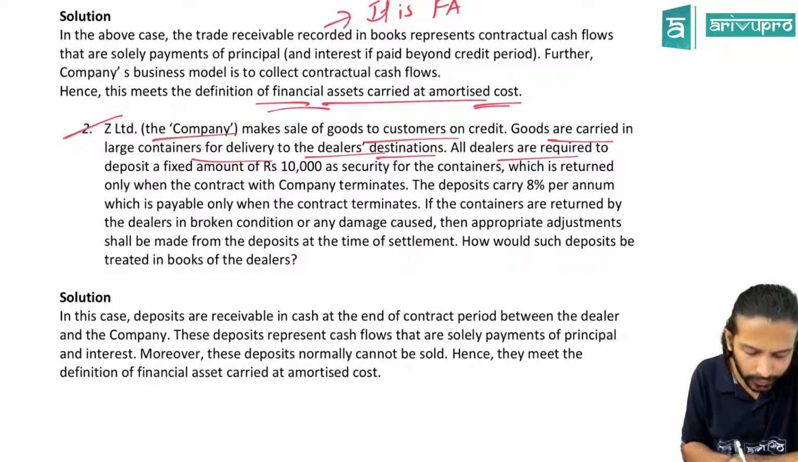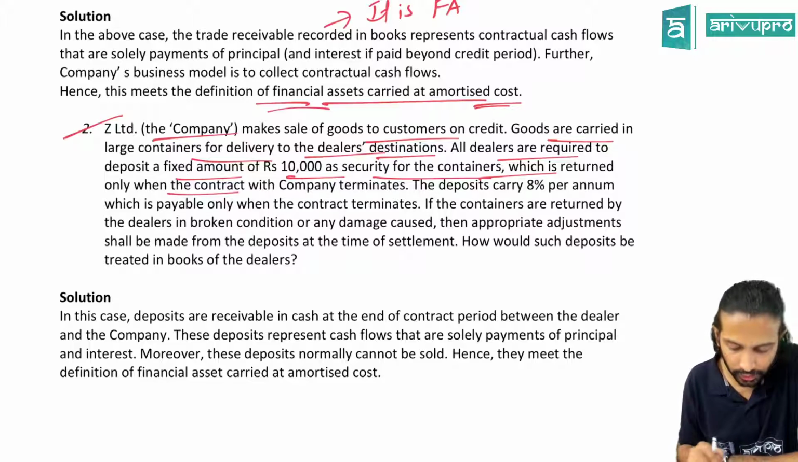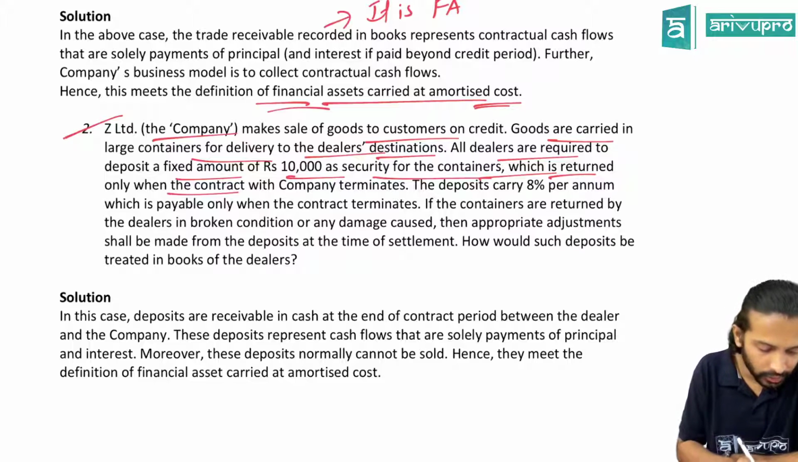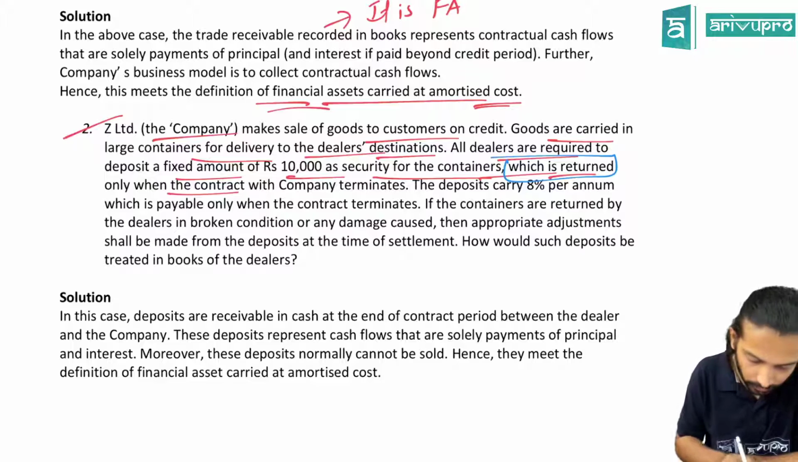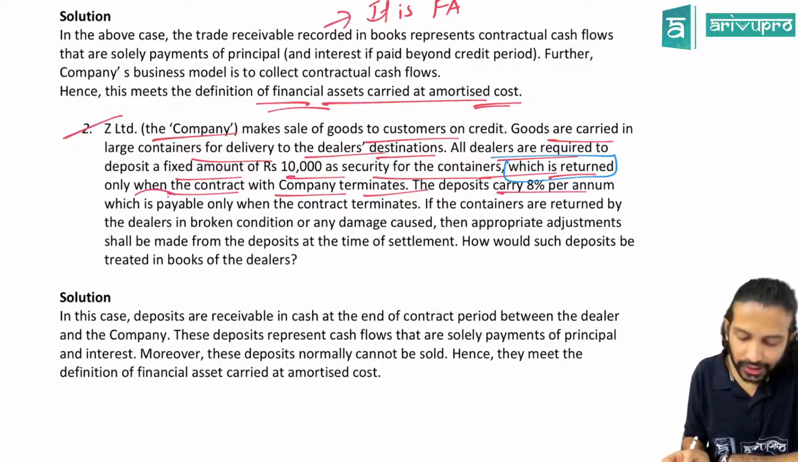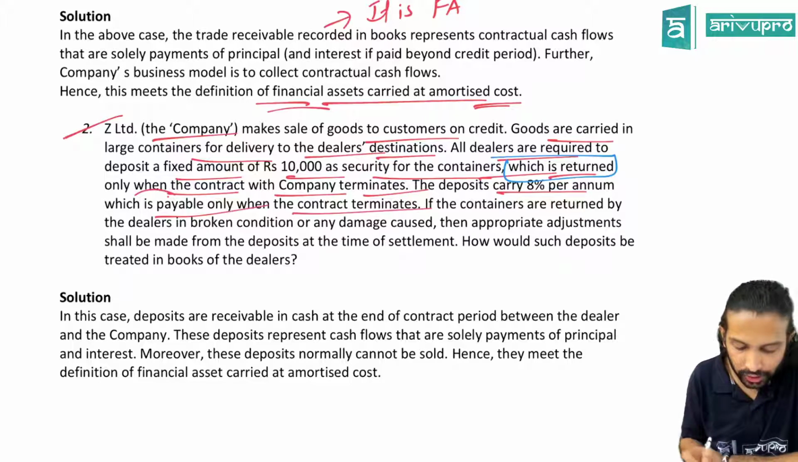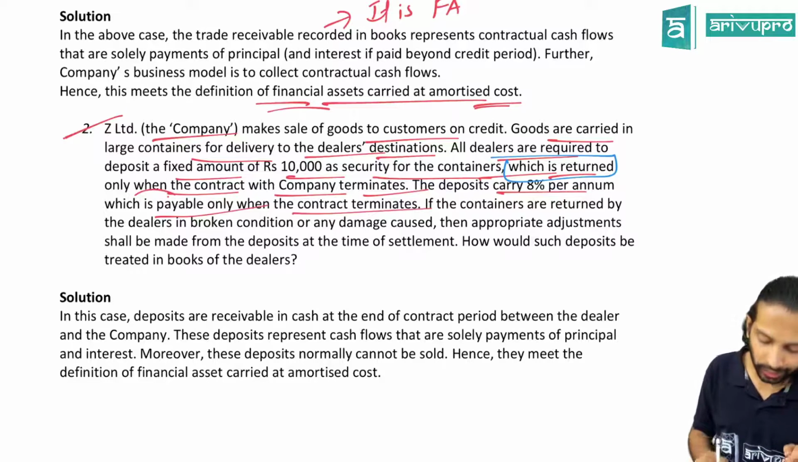All dealers are required to deposit a fixed amount of 10,000 as security for the containers, which is returned, underline the word, which is returned, only when the contract with the company terminates. The deposit carries 8% per annum interest, which is payable only when the contract terminates. So we are giving interest on our deposits, but not now, only after the contract ends.